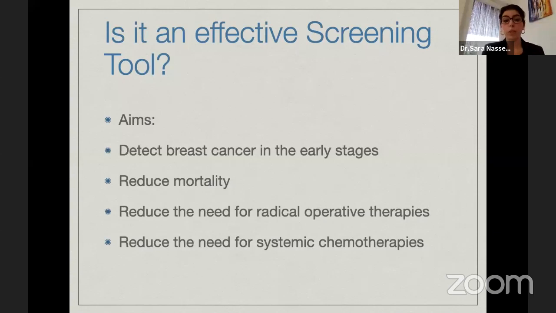And hence it reduces mortality, but also reduces the need for radical operative therapies because we're picking up the cancer earlier, and reduces the need for systemic chemotherapies. So because we're picking up the cancer at an earlier stage, operative therapies and systemic chemotherapies may not be as necessary as if the disease was being picked up in more advanced stages.